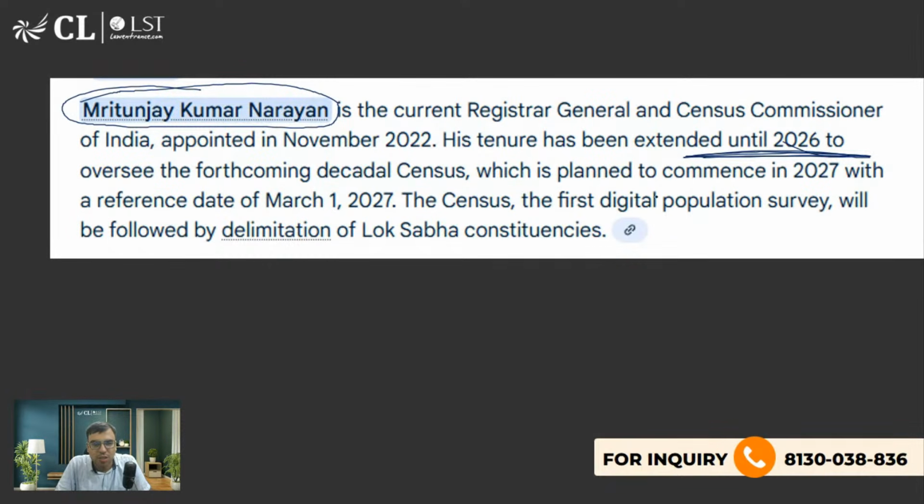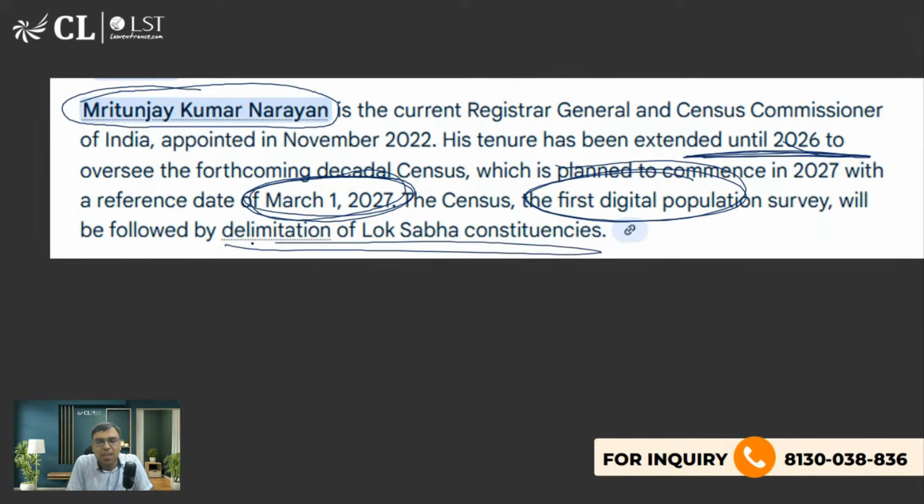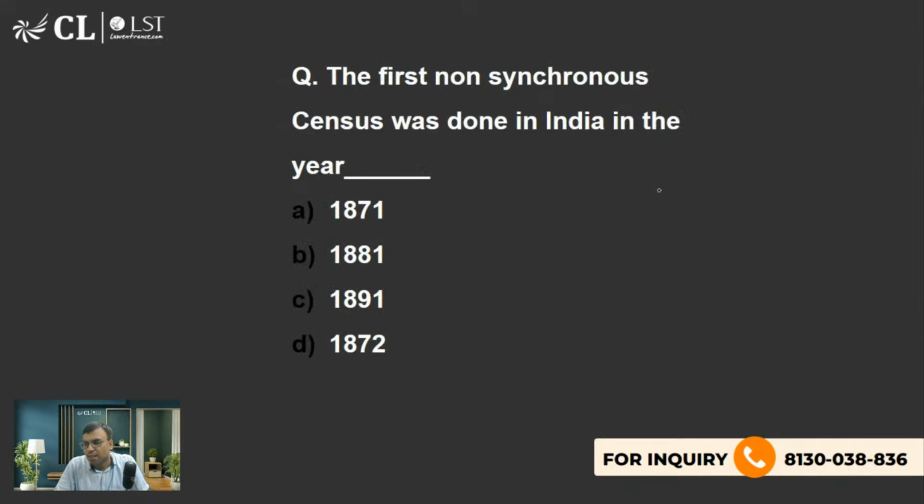ना? So 2027 में ना, 1st March 2027 is the reference date for the next census, and this will be the first digital population survey. ठीक है. And after that there will be delimitation of Lok Sabha constituency. We will discuss this also. ठीक है कि delimitation of Lok Sabha constituencies क्या होता है. Now let's move on to the next one.